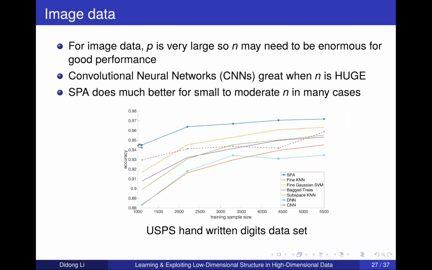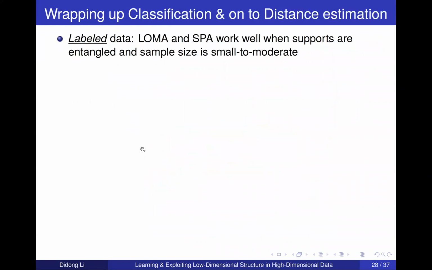This is a p greater than n framework, but still SPA works because we assume the manifold has a much smaller intrinsic dimension. So in this example, I believe the intrinsic dimension is 8 or so. So it's much smaller than 256. That's why it works when the sample size is small.